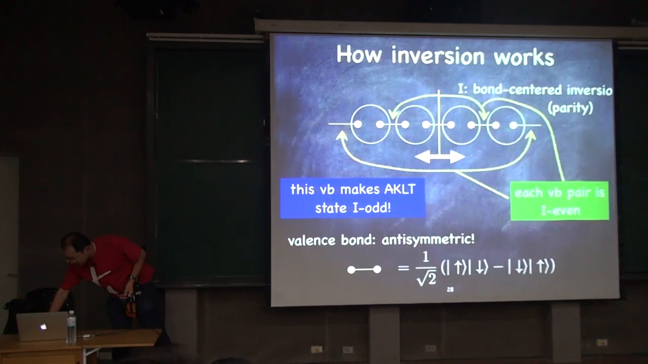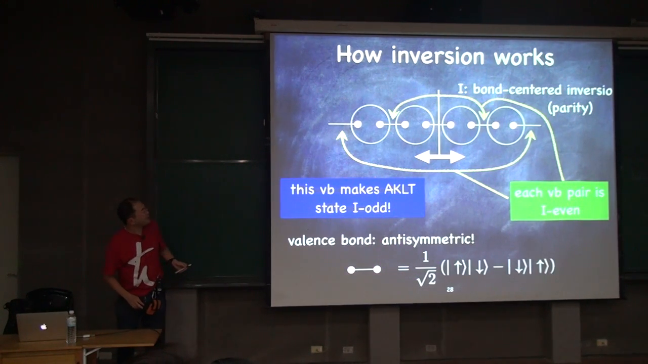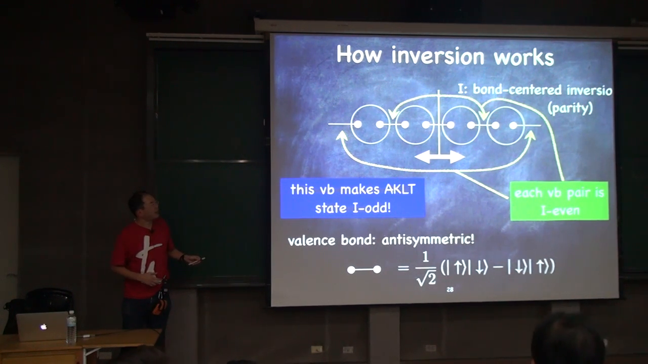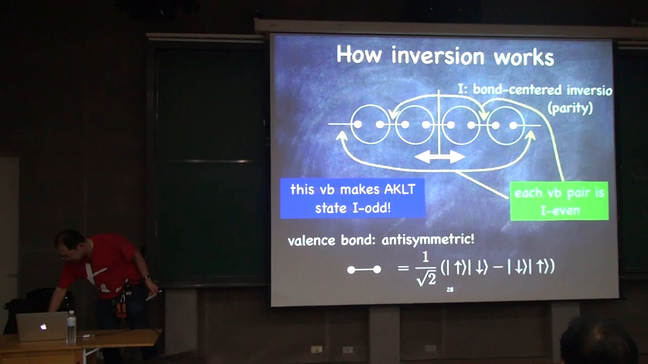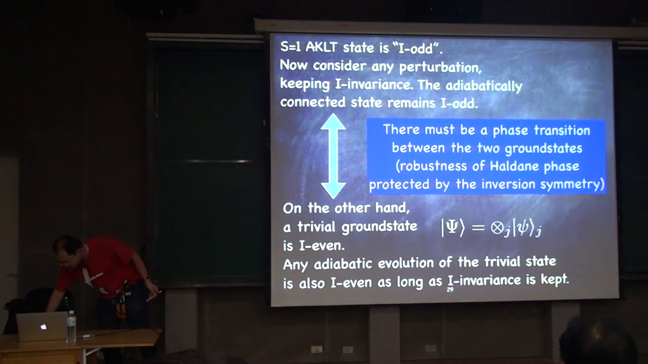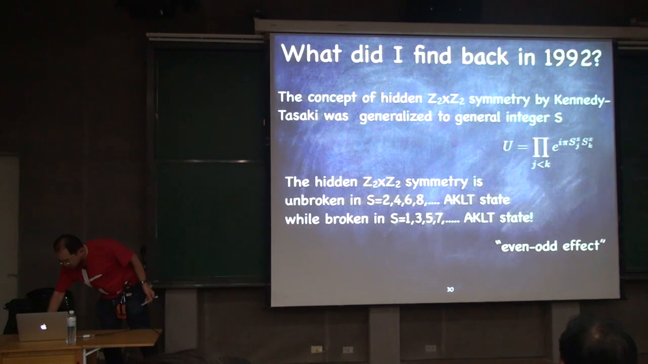Okay. But then we did find another symmetry, that is inversion symmetry, which is a completely new symmetry which protects the Haldane phase as a distinct SPT phase. I mean, new in the sense that we didn't have any precursor of this back in the early 90s. But this is a third symmetry which protects the Haldane phase as a distinct phase. But I'm not going into detail.